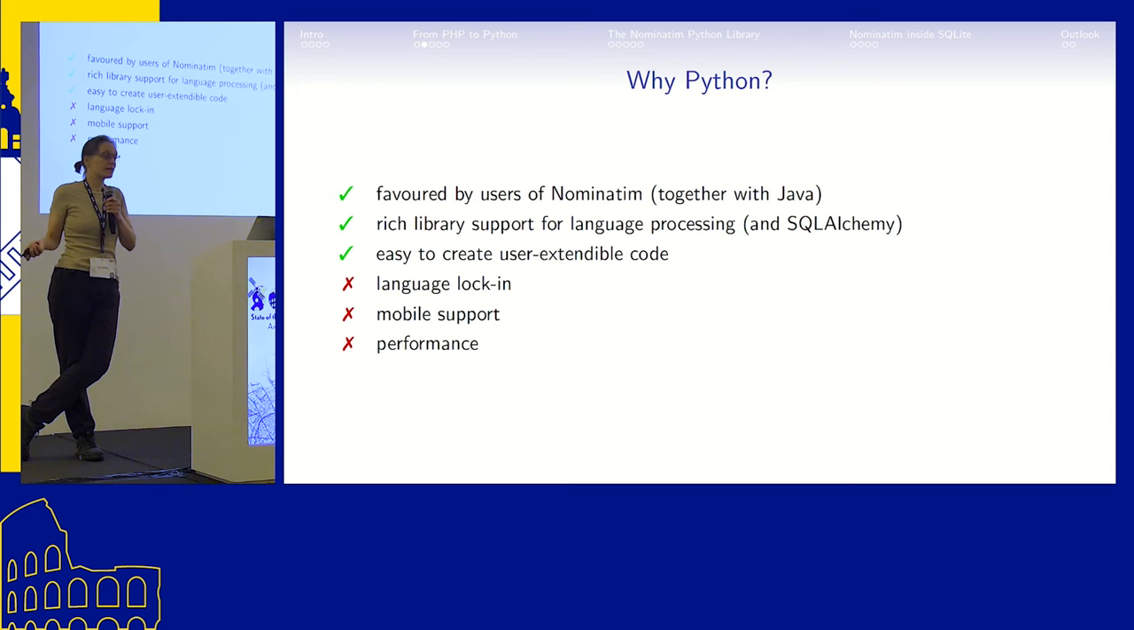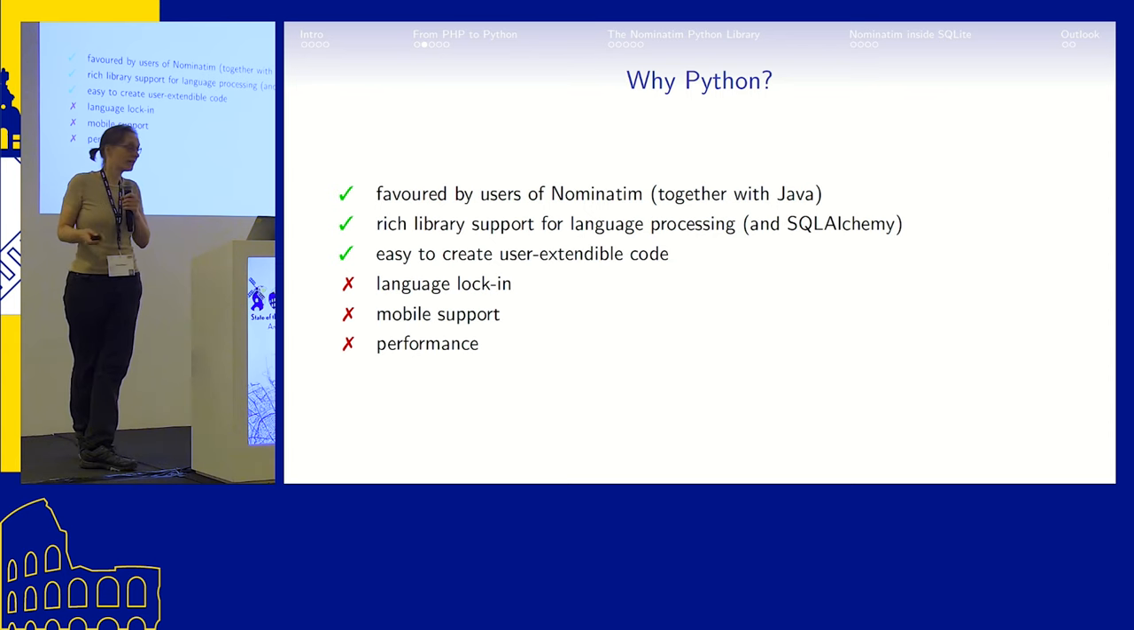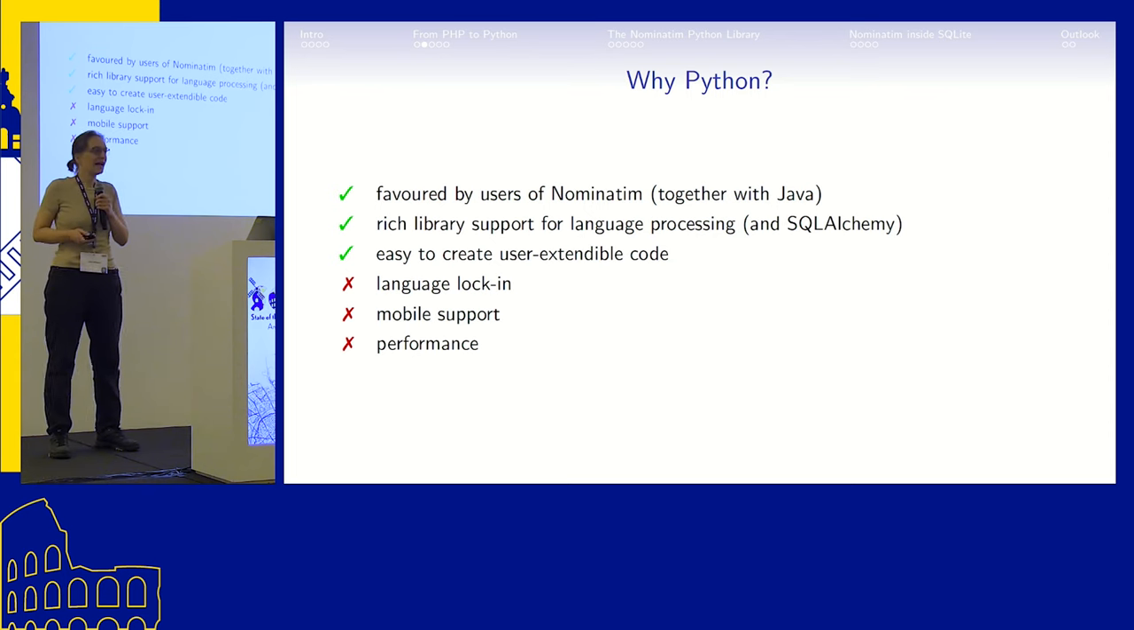The disadvantages here is that you again have a language lock-in. So as with PHP, going from Python to another language, having bindings there, it's no fun. So if you want to do this, you have to do something like C or Rust or whatever. The other disadvantage is mobile support, that doesn't work with Python. Well, I'll have to think about this later. And of course, the question is always performance. Python is not the fastest language in the world.